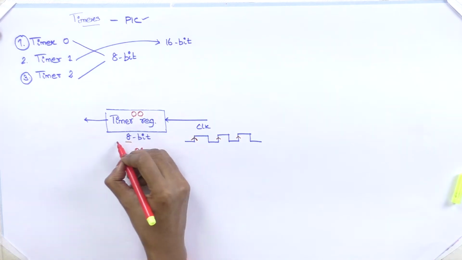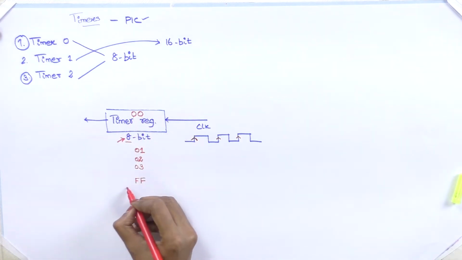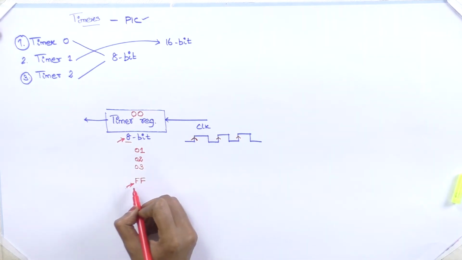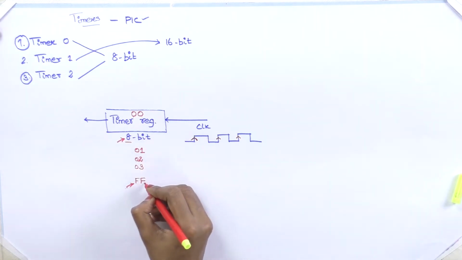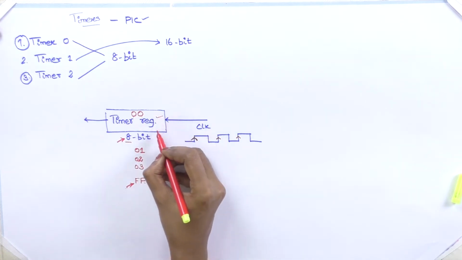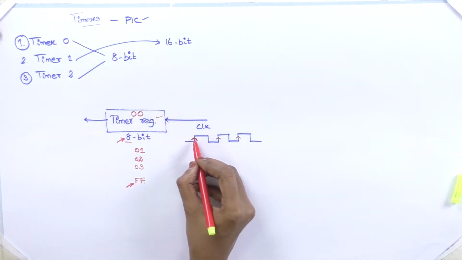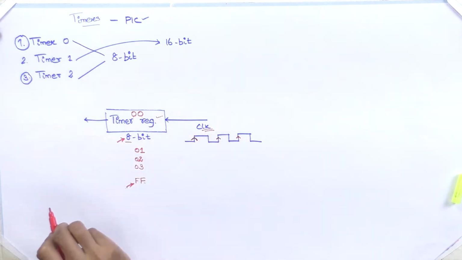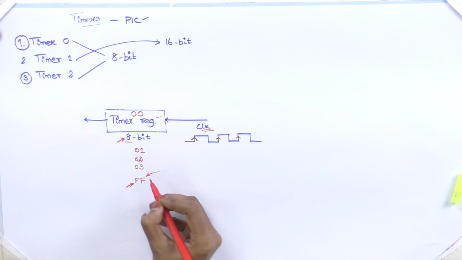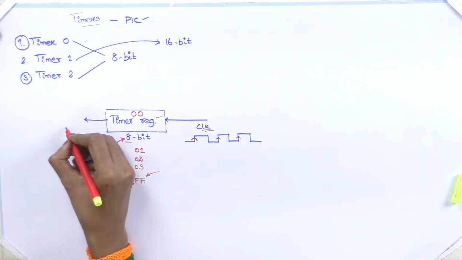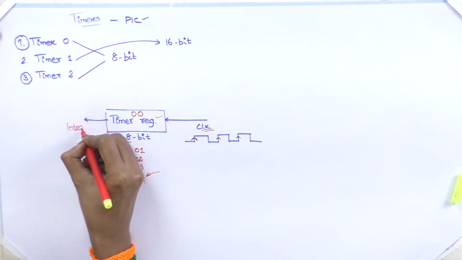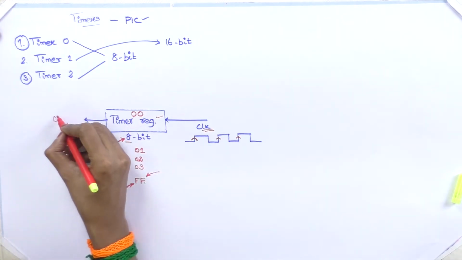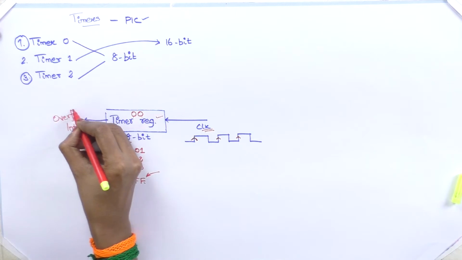Because the least value of 8 bit is 00, the most value of 8 bit is FF. So till it becomes FF, this timer will continue incrementing whenever it receives the rising edge of the clock pulse that we give to this register. Once it reaches the most value FF, an interrupt will be generated out from this timer. This interrupt we usually call the overflow interrupt.